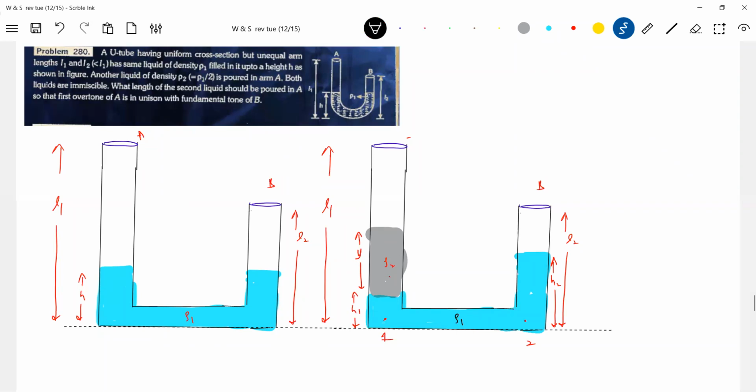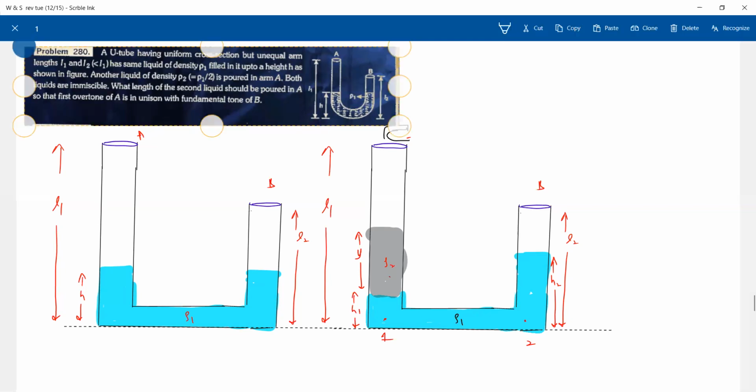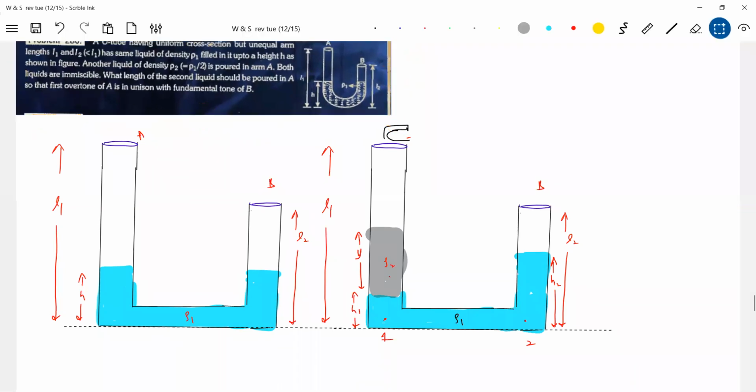Then we'll enter into the second part, so that the first overtone of A is in unison with the fundamental tone of B. What do you mean by unison? It means I'm going to bring a tuning fork. I think all of you know, the same tuning fork, it will be unison.